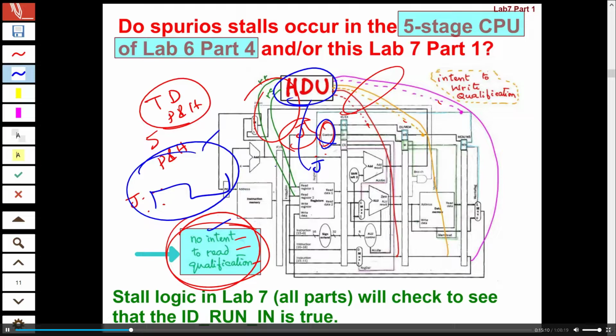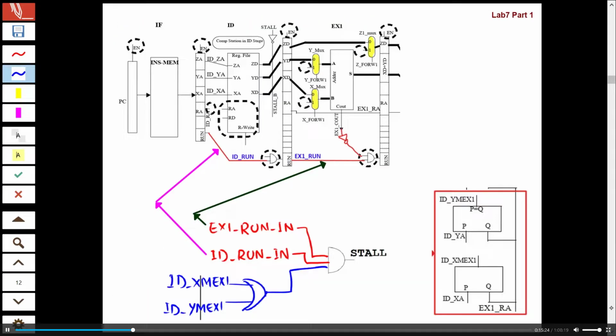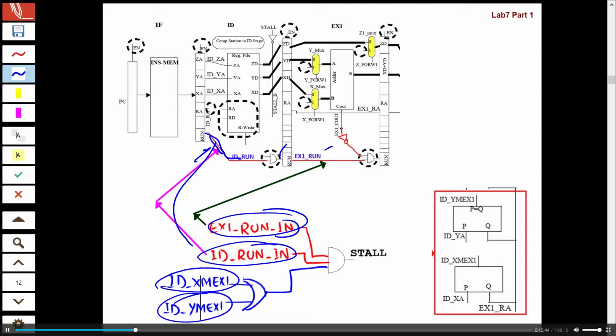However, that kind of spurious stall does not occur in Lab 7 because there's no opcode to decode. At the ID stage itself, we know whether the run is true or not. So if ID run in, meaning incoming, not outgoing, is true, that means the junior is not a no-op and the senior is not a no-op, and there is a match of X or Y or both, then we need to stall. Fairly simple logic to stall.